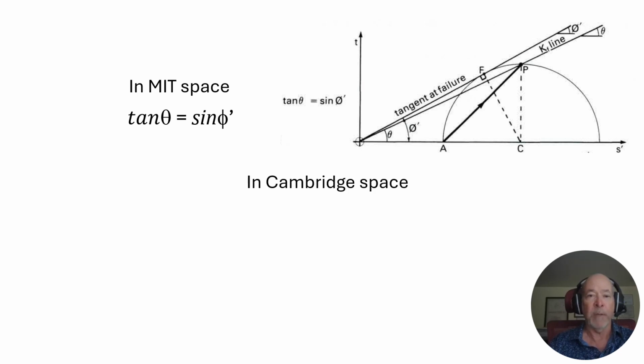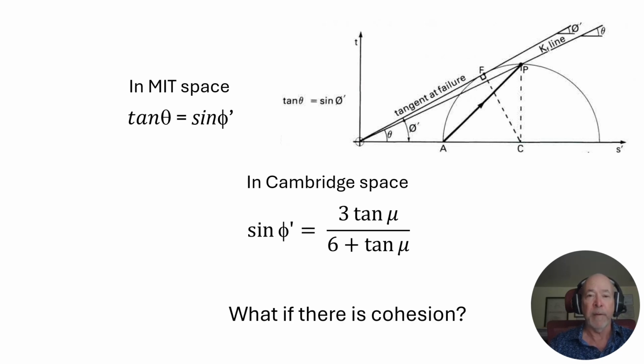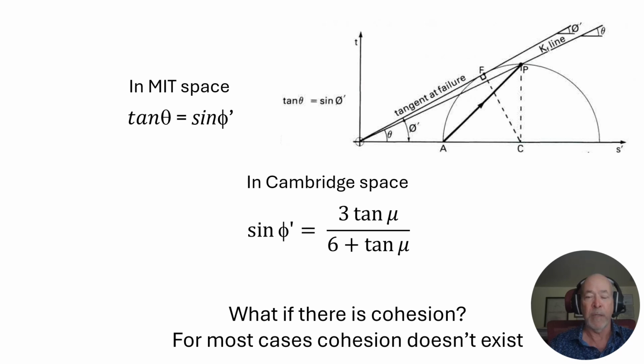Cambridge space is a little more complicated. So we've got this formula for sine phi prime. And now you might say, well, what if there's cohesion? In most cases, we don't have to worry about cohesion because it doesn't exist for most mining products: heap leach facilities, tailings, waste rock. It just doesn't exist. It exists in rocks, but if it exists in a soil, it's usually very, very minor. So we can usually disregard that and force the failure envelope through the origin.